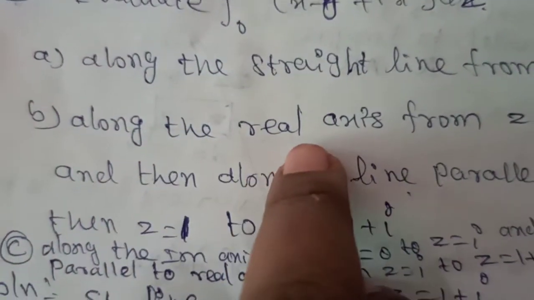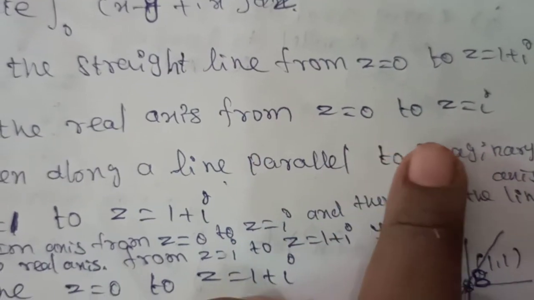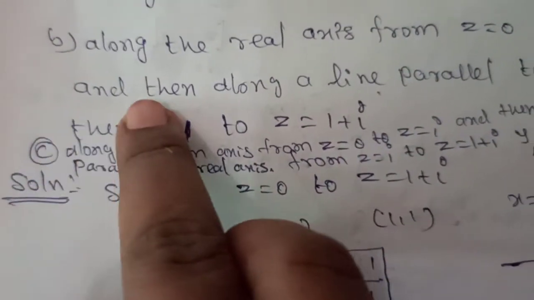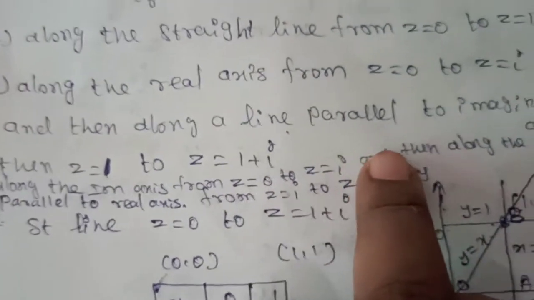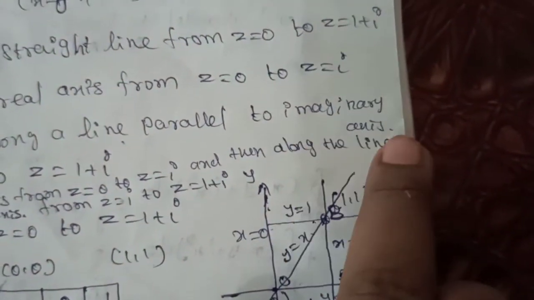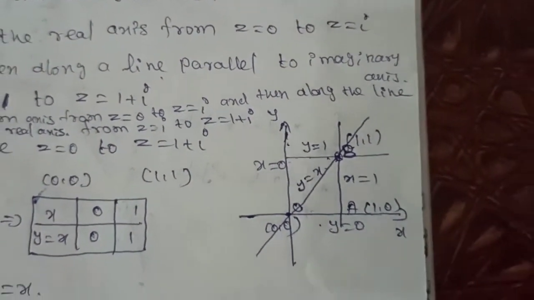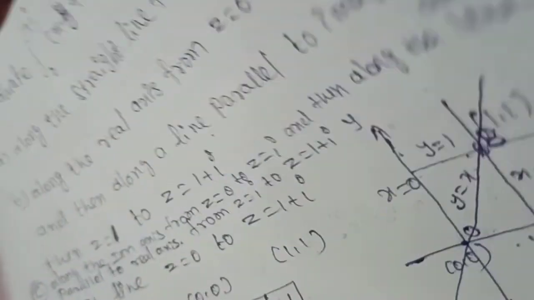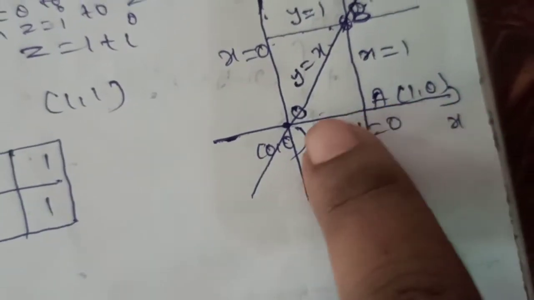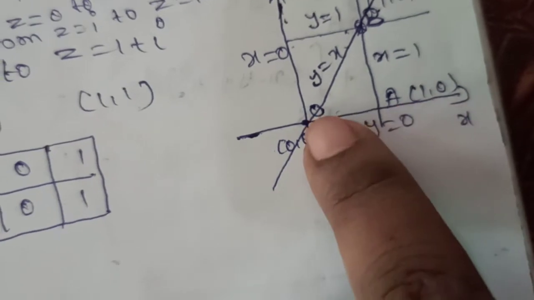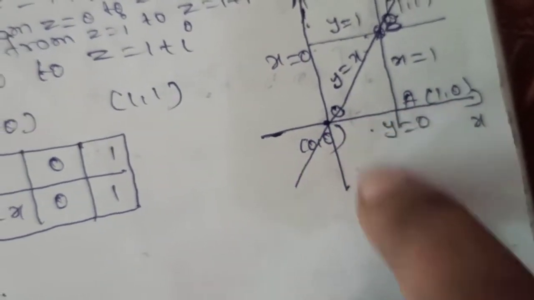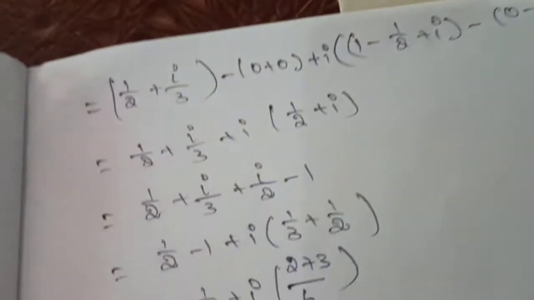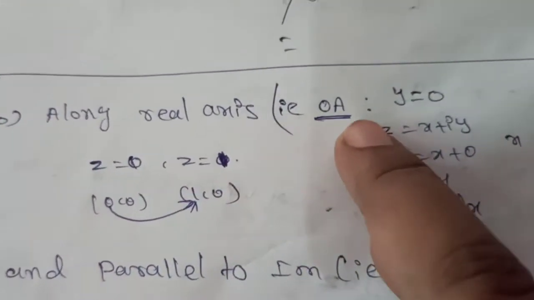Next, see the second condition. What does it ask in the second condition? Along the real axis from z equal to 0 to z equal to 1, and then along the line parallel to the imaginary axis. So that is the real axis and then parallel to the imaginary axis. Take this along the real axis. In this diagram the x axis is the real axis, that is OA. You take along the real axis, that is OA.